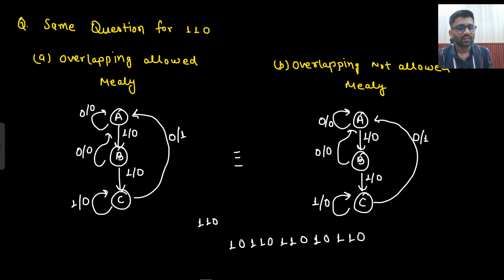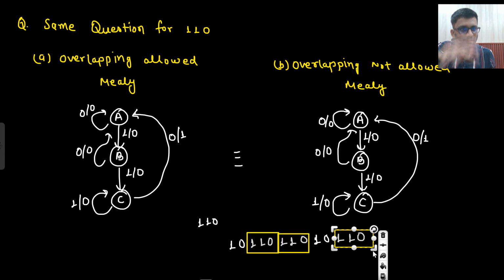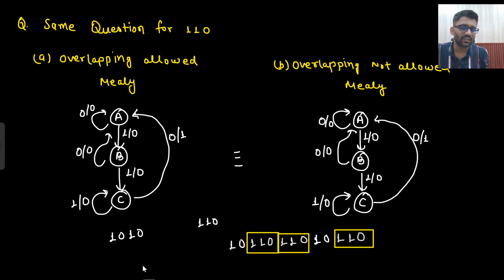Now I am saying detect 1 1 0 in case of overlapping allowed. Still the answer will be same. Even if overlapping is allowed or not allowed, the answer will be same. Why is that so? Why are these answers same? Because there is no symmetricity in the sequence. Previous examples we took 1 0 1 0. You can see there is symmetricity: again 1 comes, then again 0 comes. So yeah, these two sequences could be there. But what about 1 1 0?